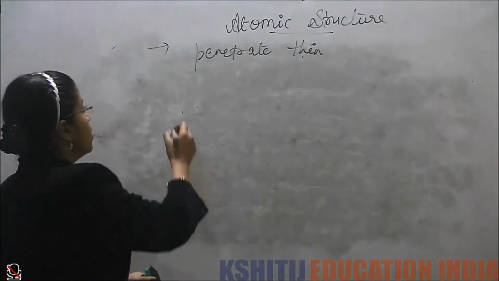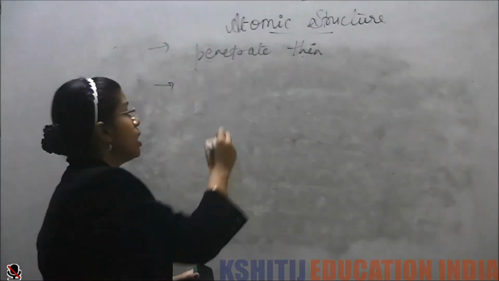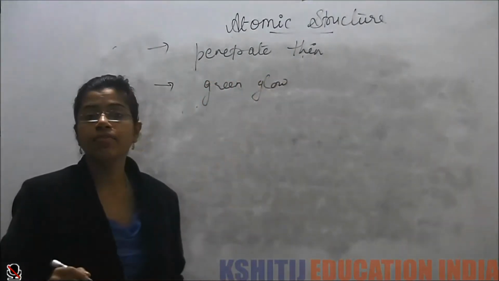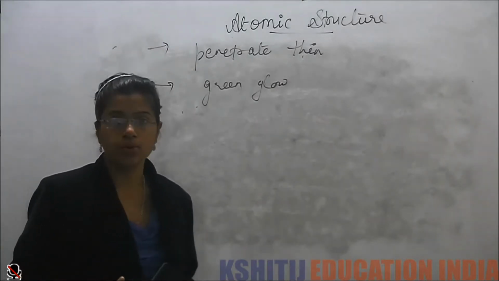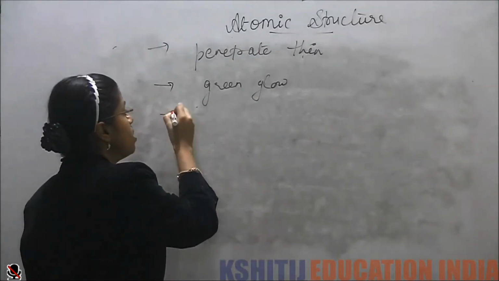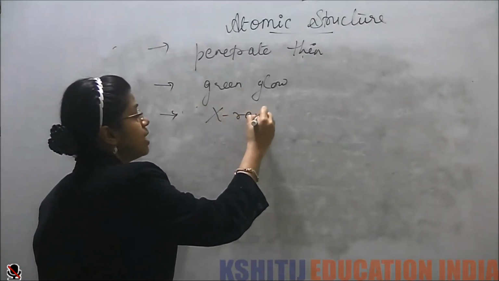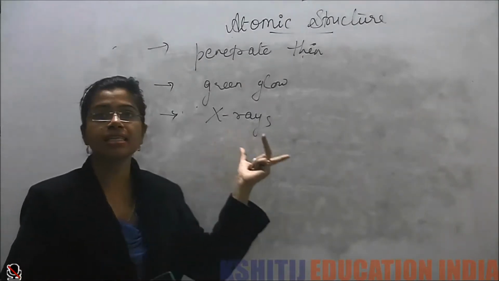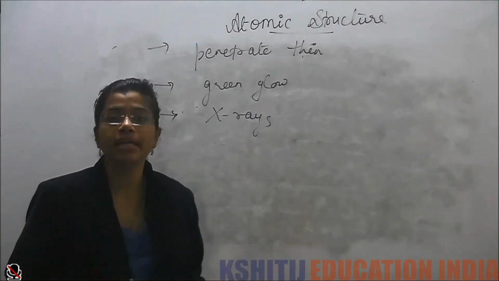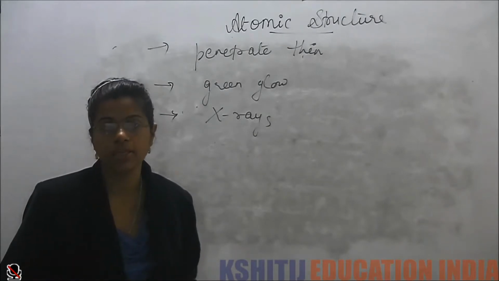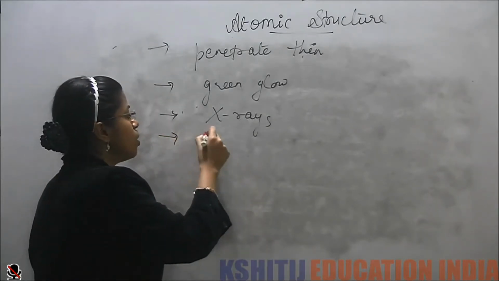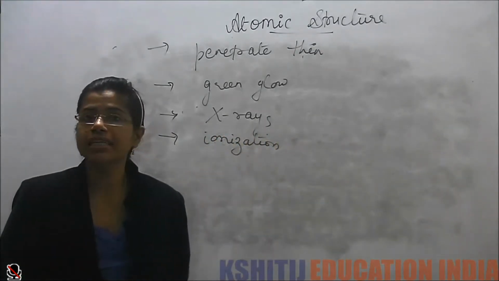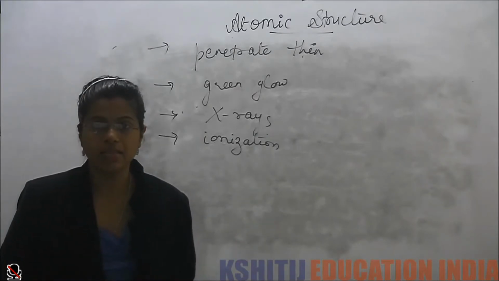Okay? Moreover, they would produce a green glow when they strike the back end of the anode. Okay? They produce X-rays. X-rays are highly penetrating rays. These X-rays are produced when they strike a metal having high atomic mass. Okay? They also cause ionization in the gas through which they pass. Okay?